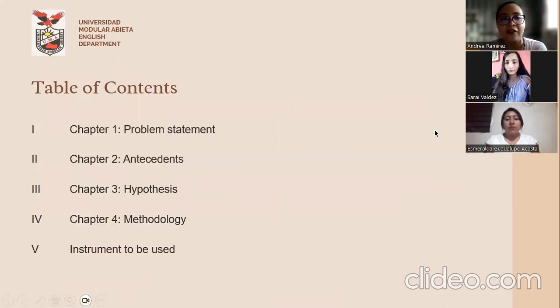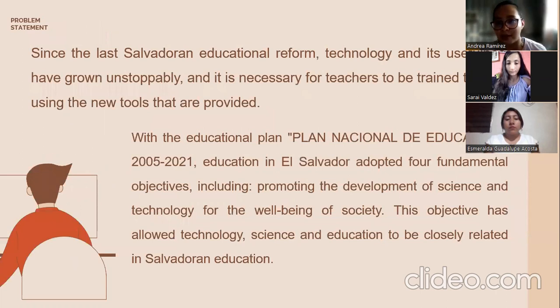To begin with, we have the table of contents. I am going to briefly summarize chapter number 1 and chapter number 2. The first one is the problem statement. And in this chapter, we explained why we chose this topic.